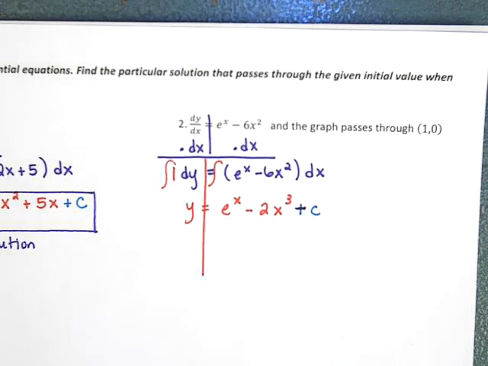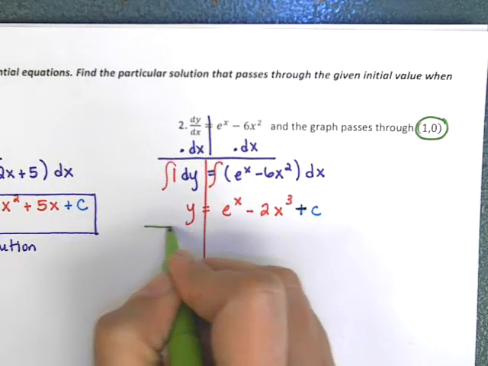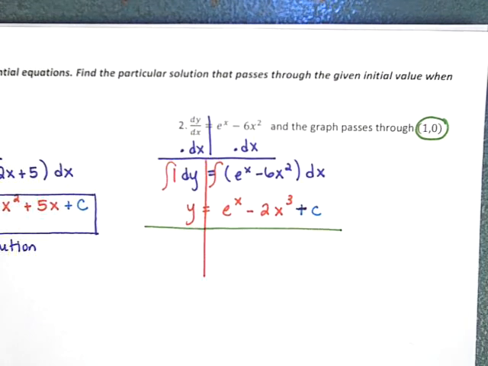Now, in the previous problem, that was as far as we could go. We didn't have an initial value. We couldn't figure out our c and pin it down exactly. But in this problem, what I'm going to do is take the ordered pair and plug it into this equation. Now, I like to draw a line here to separate that this is sort of a detour.